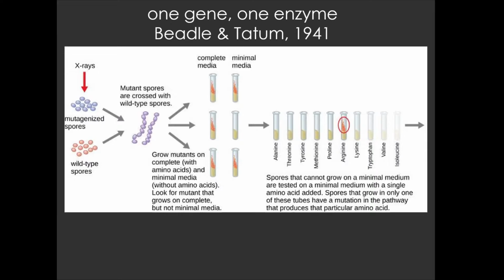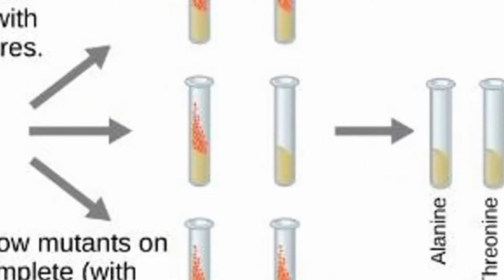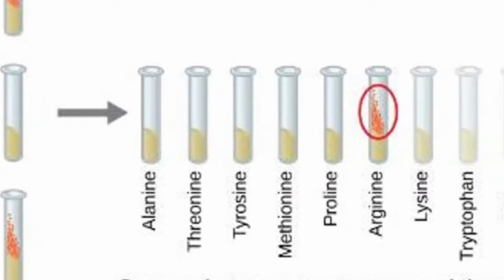And what that would mean is that they would be unable to grow without being fed that amino acid. So they found these mutants, for instance, the middle tube here, and then they determined which amino acid this organism was incapable of producing for itself.